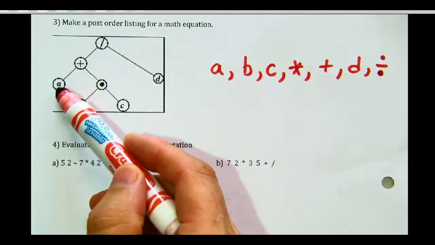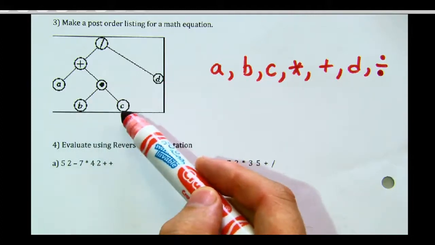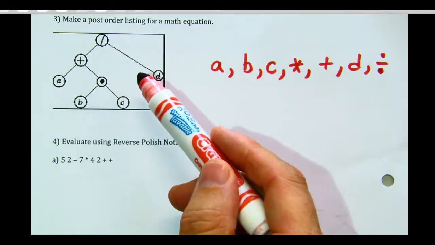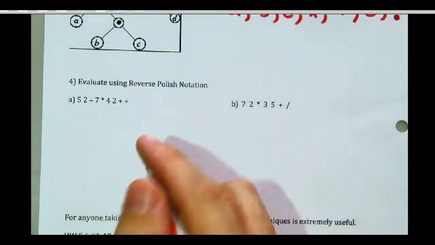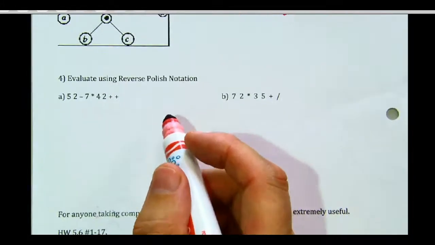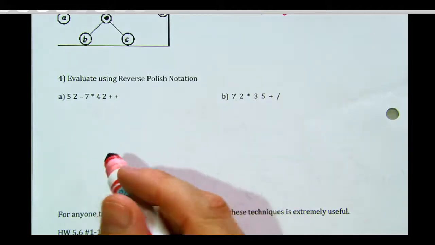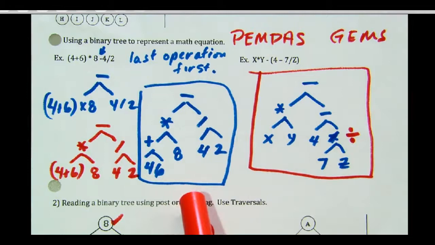So we start at top, slide down left, we get the A. Then we slide over, slides down, so we get the B. Get the C, multiplication, addition, slide over to the D, and then you got to go up to the top, division. So that's the order that we do have. Now this says use reverse Polish notation to evaluate these things. So when I do have my post order listing from the graphs, I guess I don't have my post order listing yet from the beginning. So let's try to do the post order listing for this thing right here now.